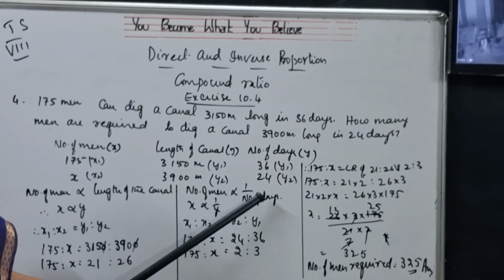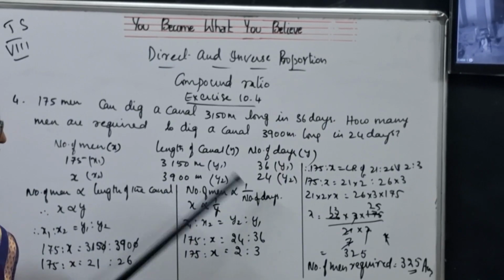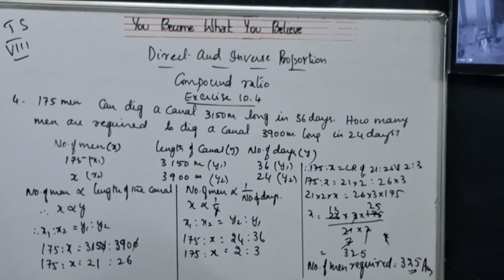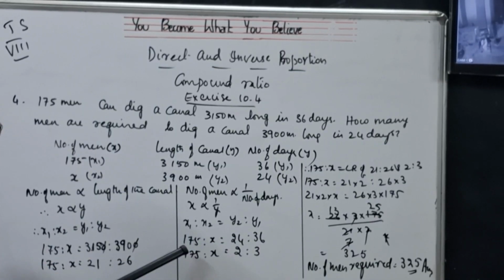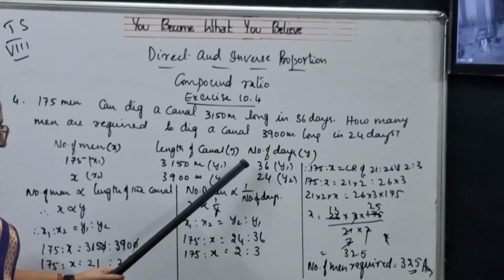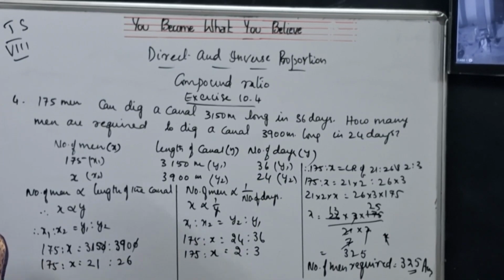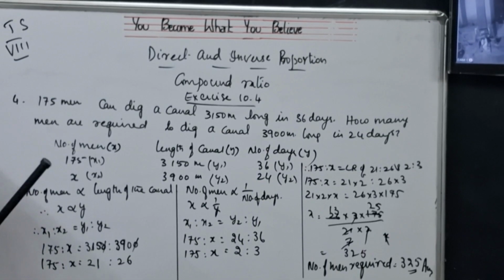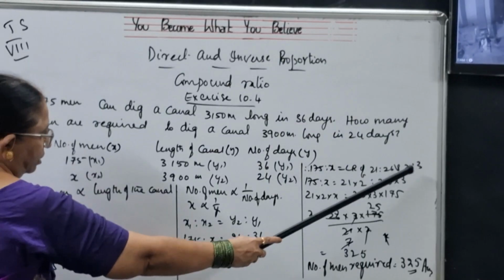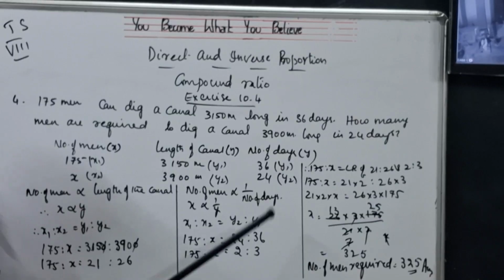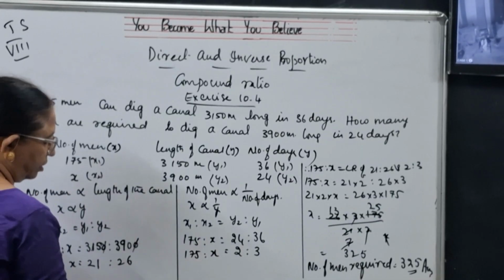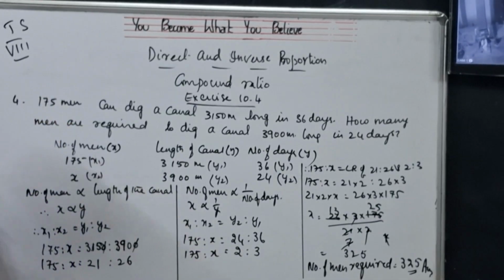Similarly, number of men and number of days, they are inversely proportional. If men increases, days decrease. So x1 is to x2 is y2 is to y1. 175 is to x is 24 is to 36. 12 twos are 12 threes are. So 175 is to x is equal to compound ratio of 21 is to 26 and 2 is to 3. On calculation, I got x value as 325. Children, please note it down.